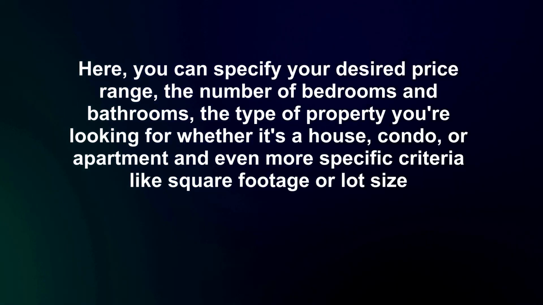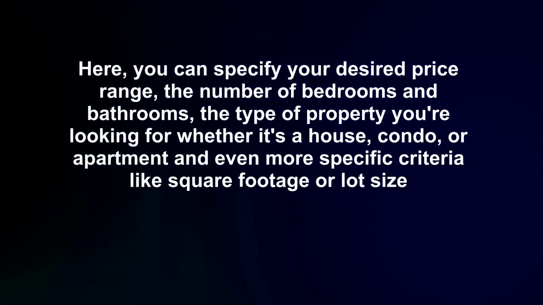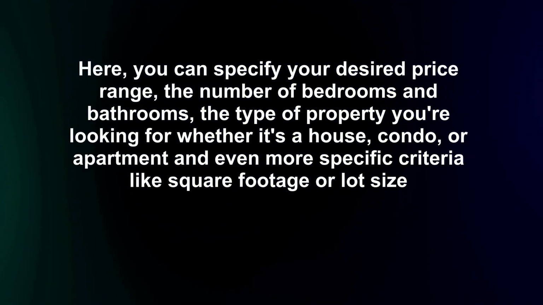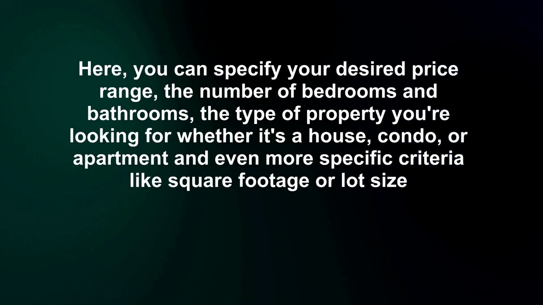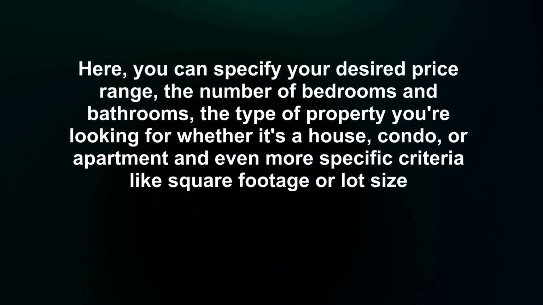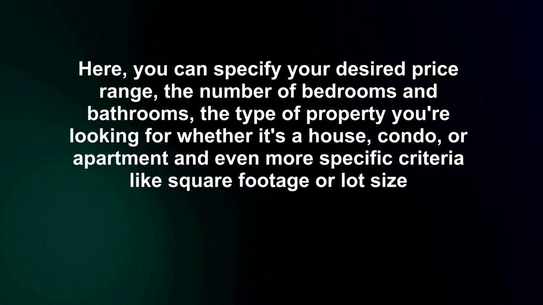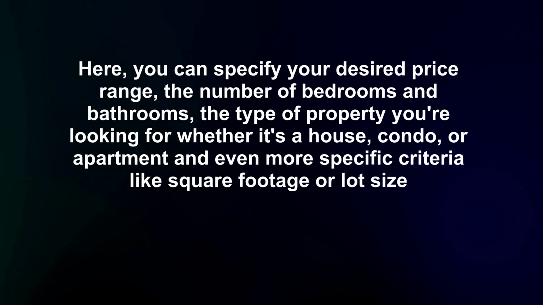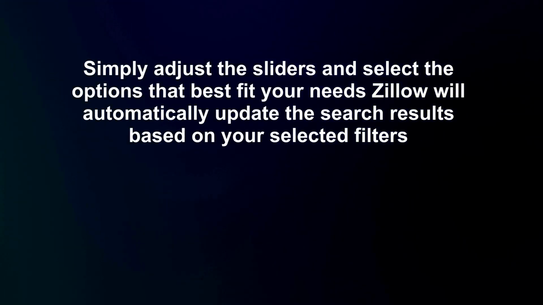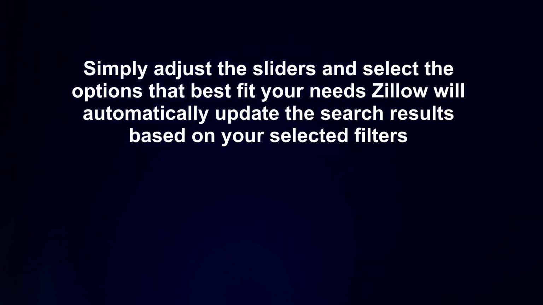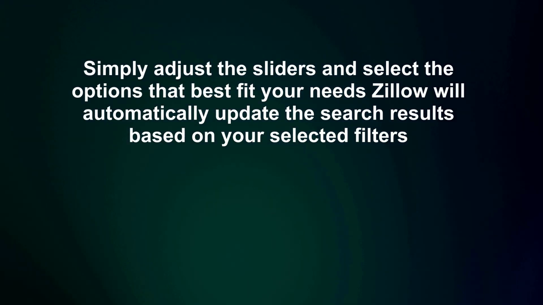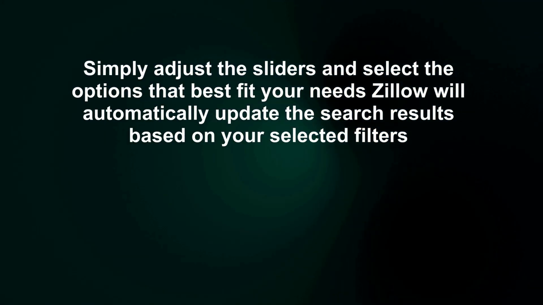Here, you can specify your desired price range, the number of bedrooms and bathrooms, the type of property you're looking for, whether it's a house, condo, or apartment, and even more specific criteria like square footage or lot size. Simply adjust the sliders and select the options that best fit your needs. Zillow will automatically update the search results based on your selected filters.